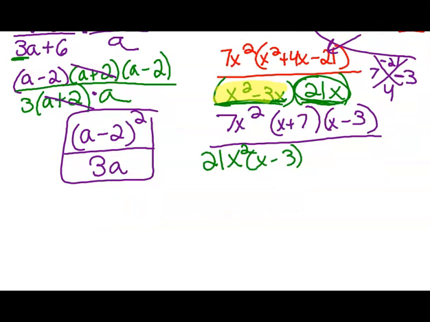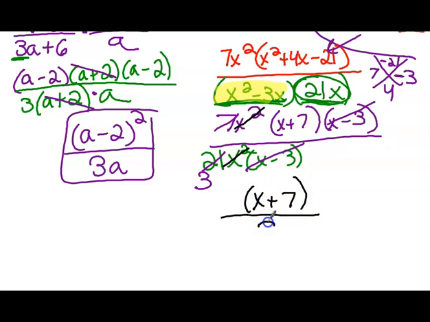So what can we reduce? So the x minus 3's, those can go. And then let's talk about this 7 and the 21. Well, they have a 7 in common. 3 is left over. And they also both have an x squared. So those can also be taken away. So now I have x plus 7 over 3. And there we go as your final answer.